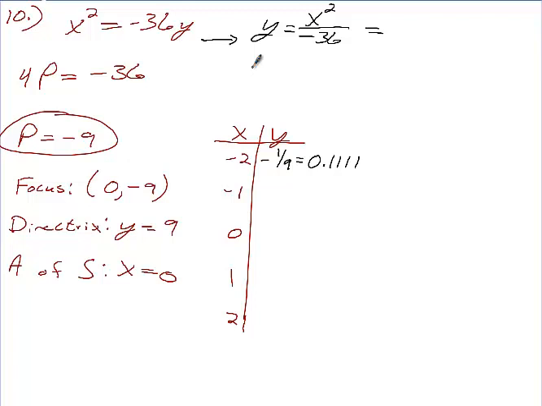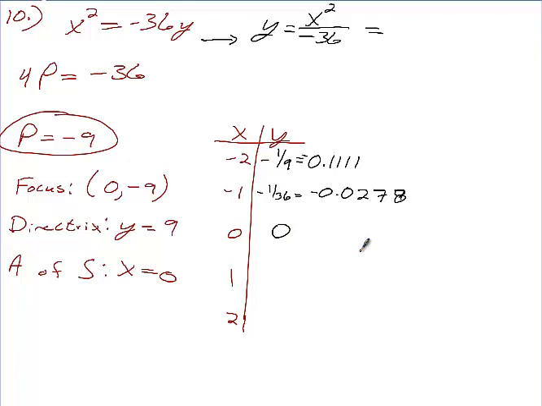Alright, negative 1, what's negative 1 squared? 1, so I get negative 1 over 36. And what is that as a decimal, please? Oops, I forgot the negative. Negative 0 point what? Oh, whoops. 0.0278, right? Because it's a 7 past the 7. Yeah. Alright, plug in a 0. What's 0 squared? What's 0 divided by negative 36?